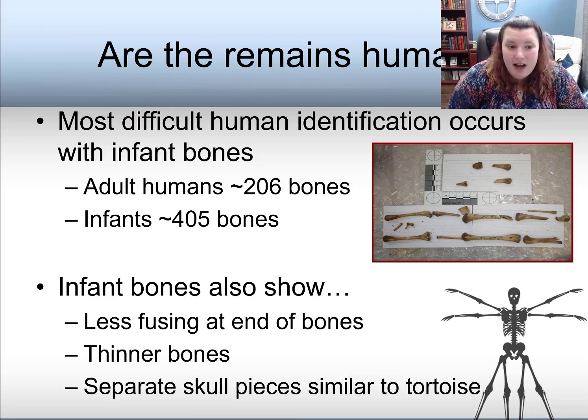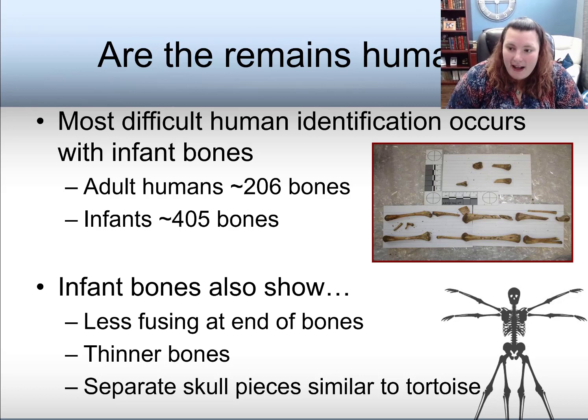So the most common human bones to be mistaken for animal bones are bones from infants. Why? Well, part of the problem is that infant bones are incomplete. An adult human body contains approximately 206 bones. However, infants contain more than 400 bones. Why so many? It's because in an infant, some of the bones have not fused together yet. These bones include the end of the long bones, as well as bones of the hand and the feet and the clavicle that aren't fused. So they don't look human.